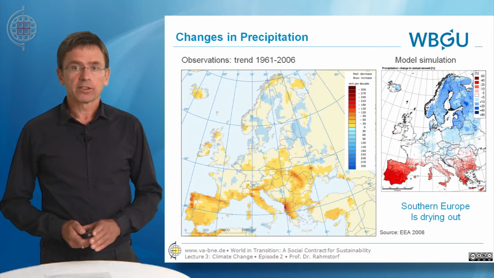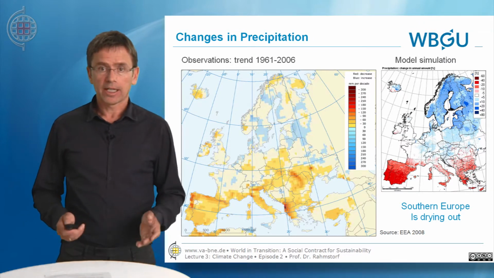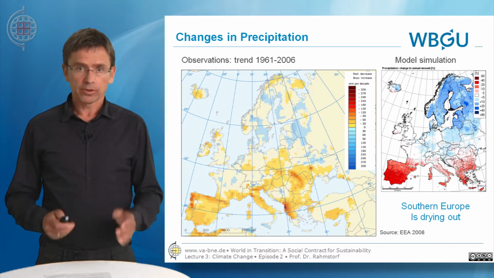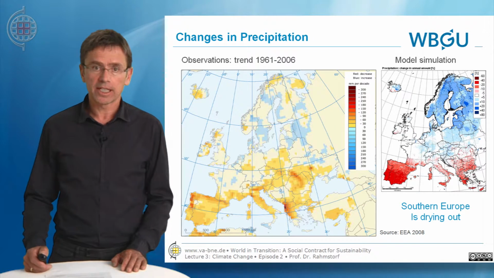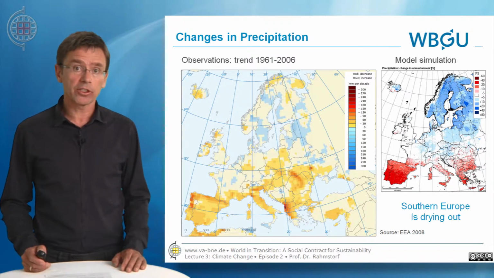Now, what about other extremes and other climate parameters? I'm not even talking about extremes here, but about the annual average in precipitation.